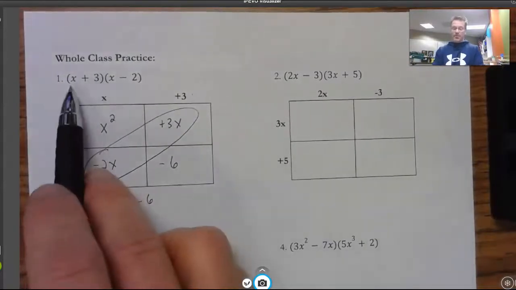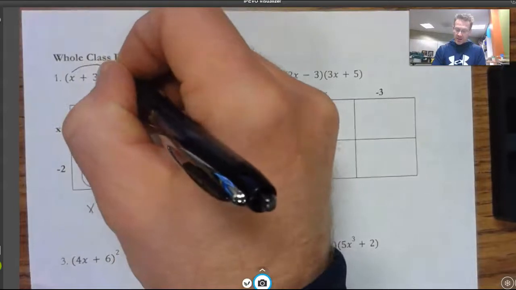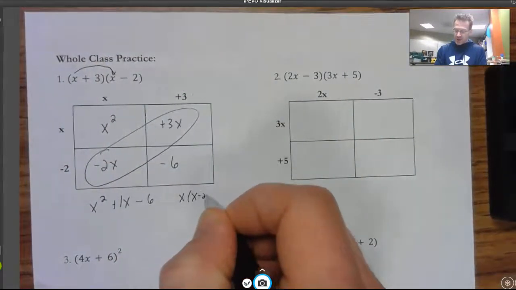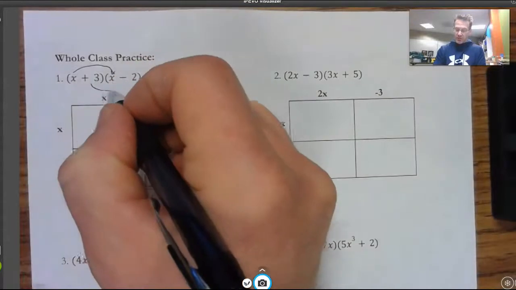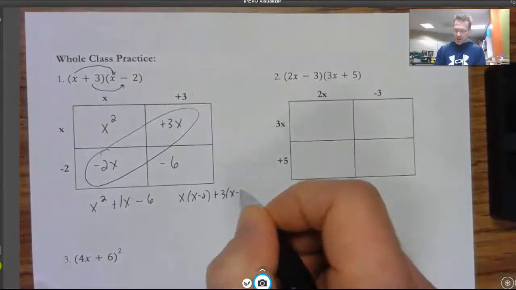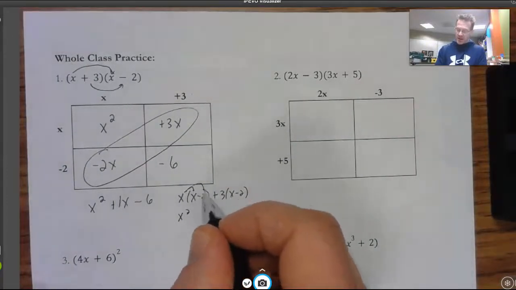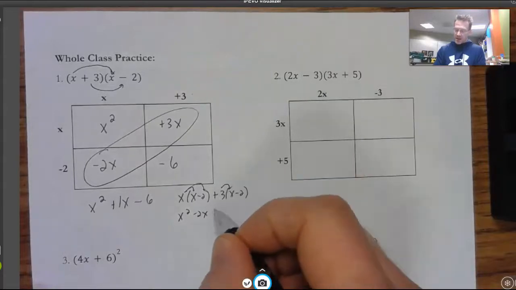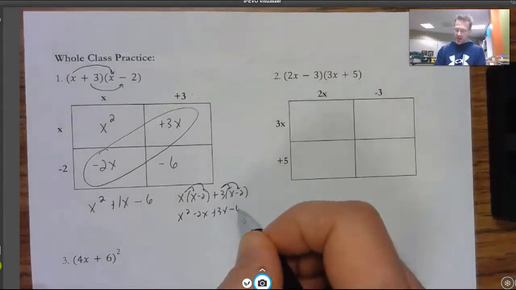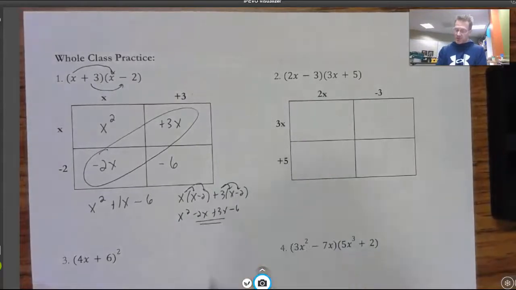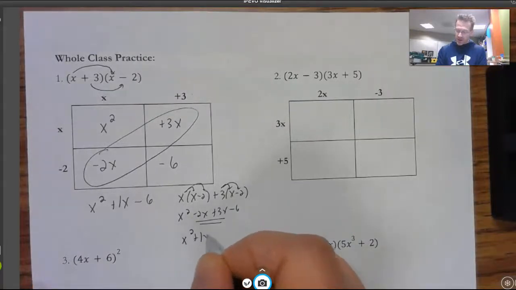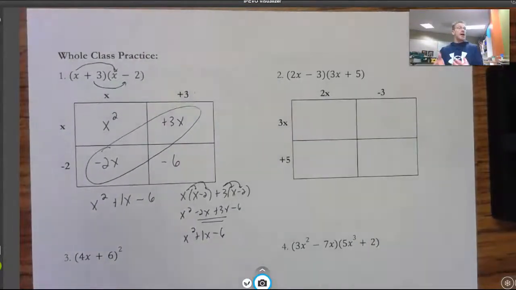Now, if you had done the distribution model, you would do x times that, so it would be x times x minus 2, plus 3 times this one, 3 times x minus 2. So x times x is x squared. x times negative 2 is negative 2x. 3 times x is 3x. 3 times negative 2 is negative 6. And then you see that your like terms are in the middle, in the same way that we had our like terms on the diagonals here. So I still get x squared plus 1x minus 6. So you get the same answer either way. But we want you to see different models so you can build a conceptual framework around that.